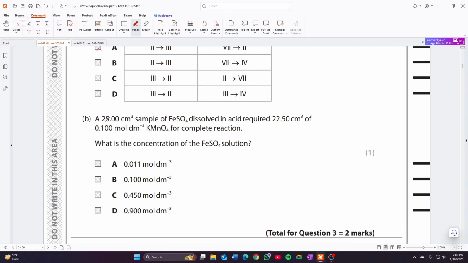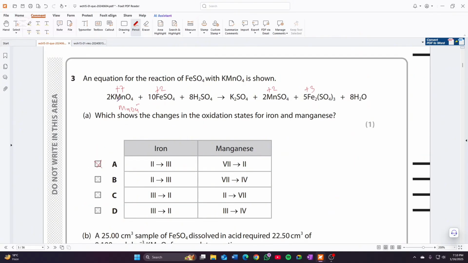3B says a 25 cubic centimeter sample of iron sulfate dissolved in acid required 22.5 cubic centimeter of this concentration of potassium manganate. So we need to find out the concentration of FeSO4. First we find the moles of potassium manganate. That would be 0.1 times 22.5 divided by 1000, which is 2.25 times 10 to the power minus 3. From the reaction we can see that 2 moles of manganate ion react with 10 moles of iron sulfate. Therefore the mole ratio is 1:5.